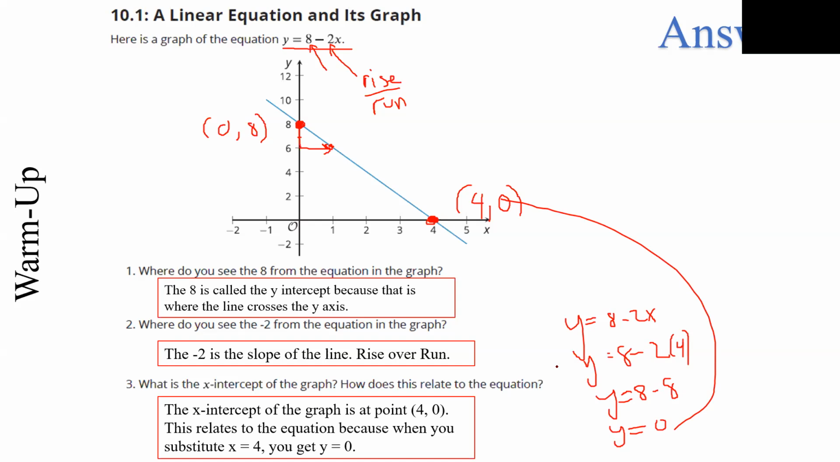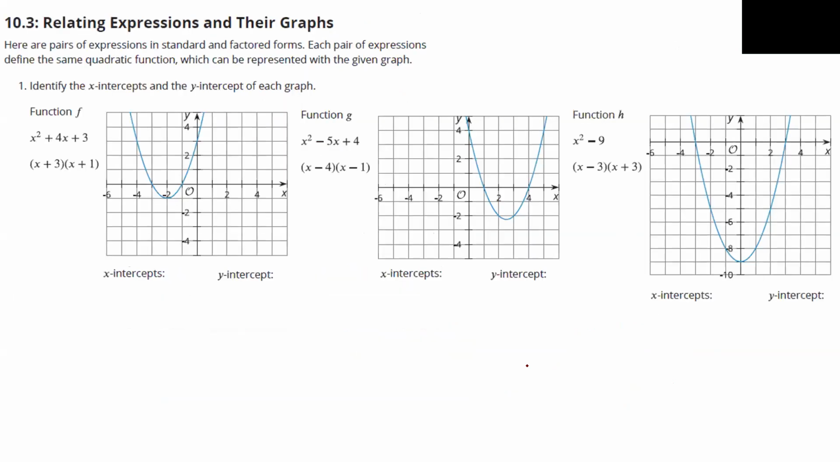Let's go down to the first activity. The first activity says, relating expressions and their graphs. Here are pairs of expressions. This equation is in standard form, and this equation is in factored form. Each pair of expressions defines the same quadratic function, which can be represented in the given graph. What they want you to do is identify the x-intercepts and the y-intercepts for each graph. I'm going to give you an opportunity to do the first one on your own.